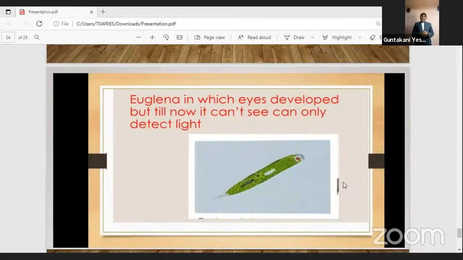So now let us see the last fact, which is so interesting. Yes, friends, do you remember the euglena in which the eye spot was formed first? Yeah, friends, it cannot see at all even till now. Even though our eye started to evolve from it, the euglena can still just detect light. Isn't it interesting, friends? The organism in which our eye began to evolve cannot see at all till now.